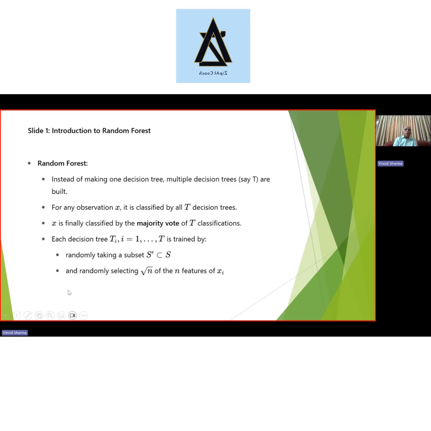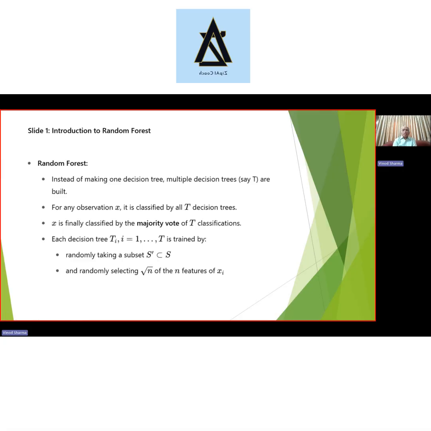However, what we do now is, to make any one of the decision trees, let's say Ti, instead of using the whole training sample, as let's say S has 1,000 samples, we take a subset, let's say S prime, and maybe it has 100 samples. You pick 100 training samples out of the 1,000 randomly. And then out of the n features that each of the xi's has, we choose only square root of n features. So if n is 100 features, we choose 10 features out of them to make the decision tree.